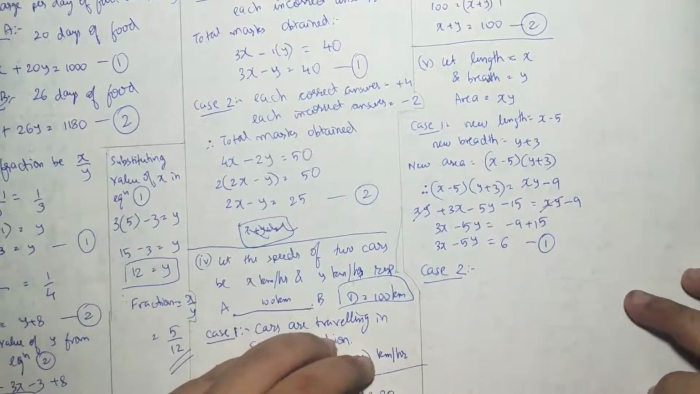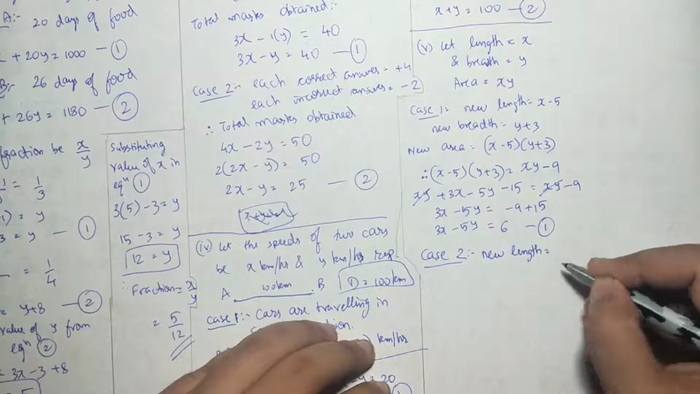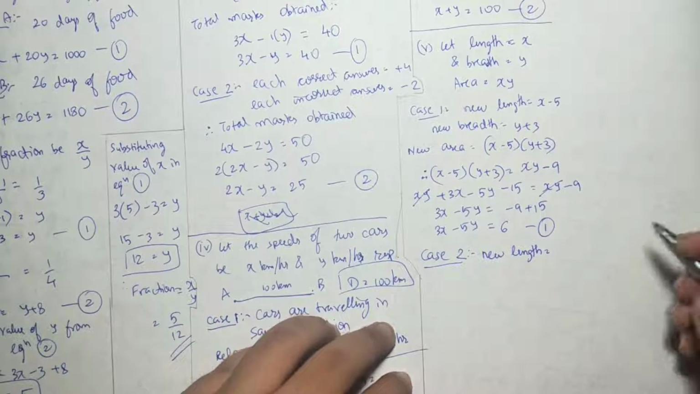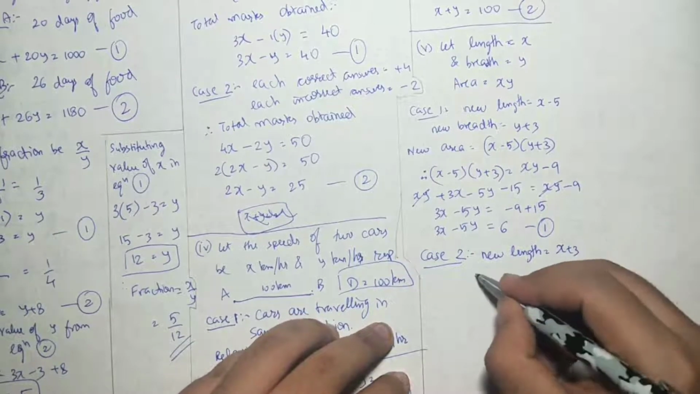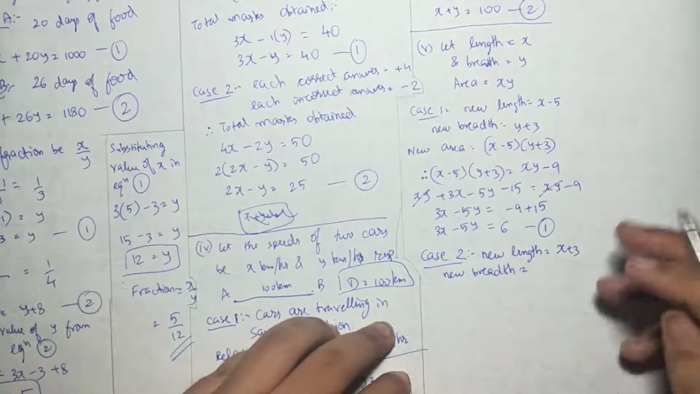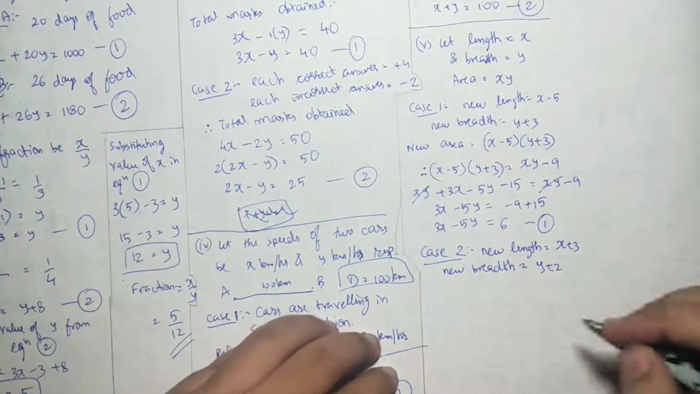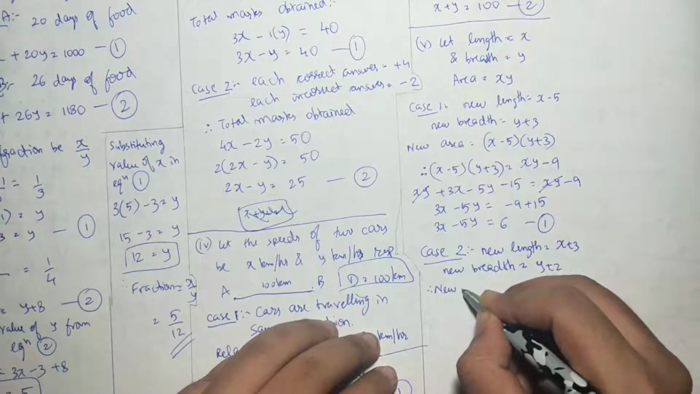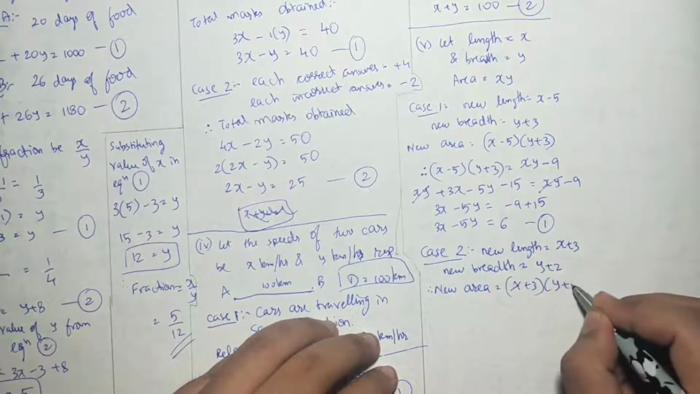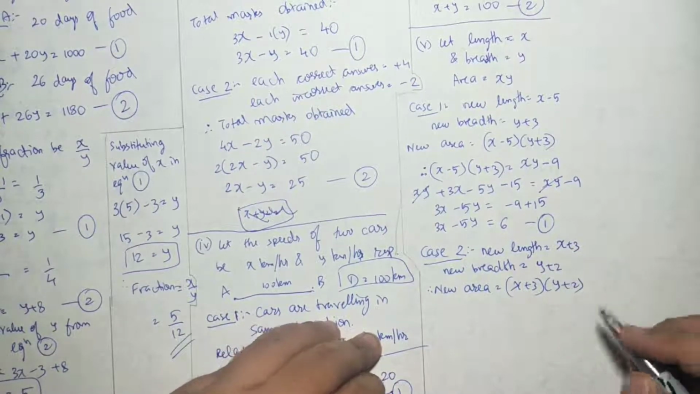Case 2. The new length is 3 units more than the original length, that is x plus 3. New breadth is 2 units more than original breadth, that is y plus 2. So what will be the new area? x plus 3 multiplied by y plus 2. This will be my new area. Length into breadth. New length is this, new breadth is this.